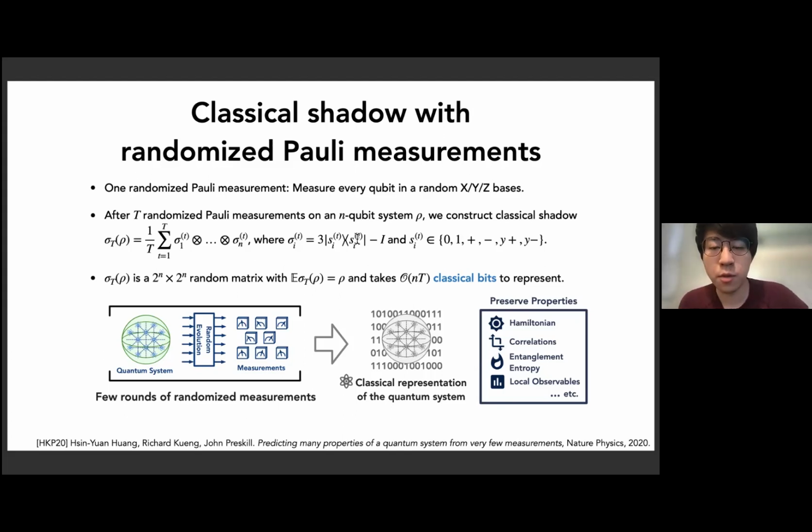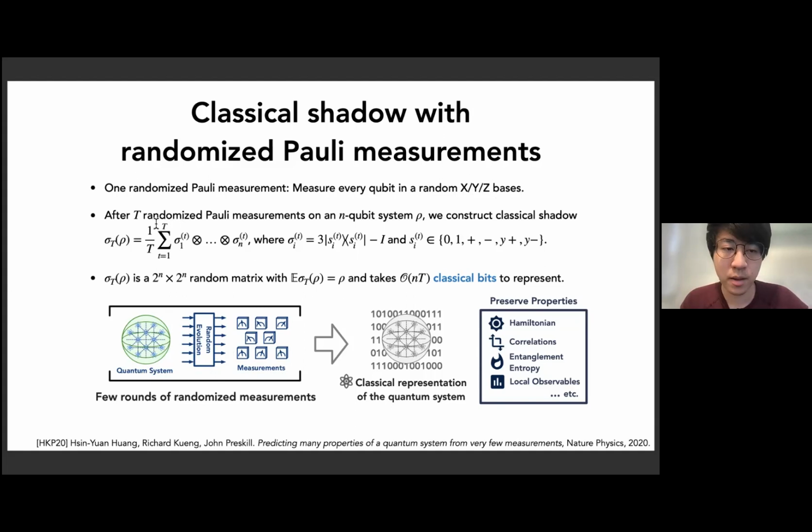In particular, in the randomized Pauli measurement, we consider the following. One randomized Pauli measurement corresponds to the following. Basically, for every qubit, we measure it in a random XYZ basis. So from this picture, what we're going to do is perform a random evolution that's equivalent to a tensor product of single qubit unitaries, in particular, single qubit Clifford unitaries. So we apply that tensor product of single qubit Clifford unitaries followed by a computational basis measurement. And that can be shown to be equivalent to measuring every qubit in a random XYZ basis.